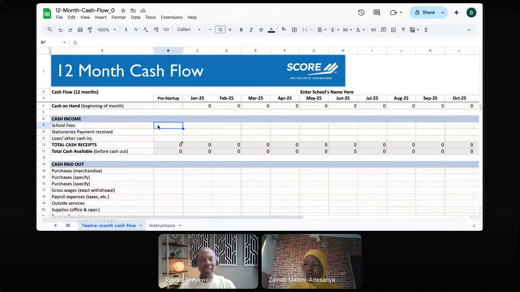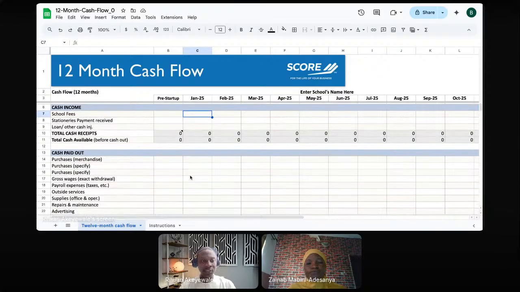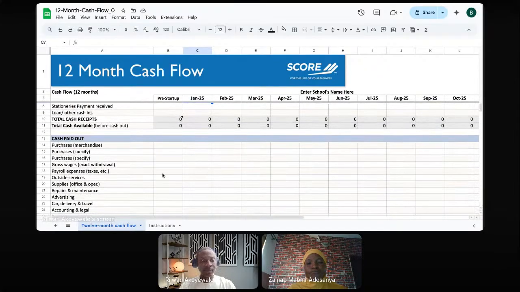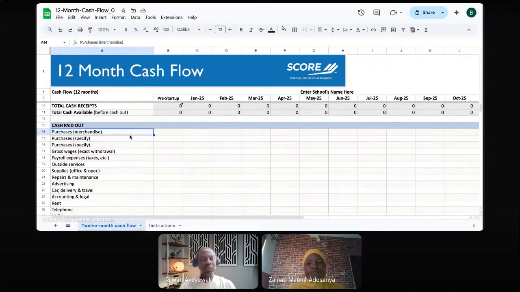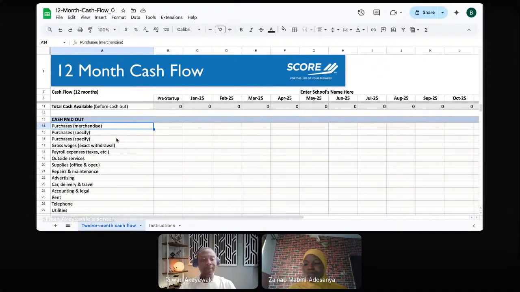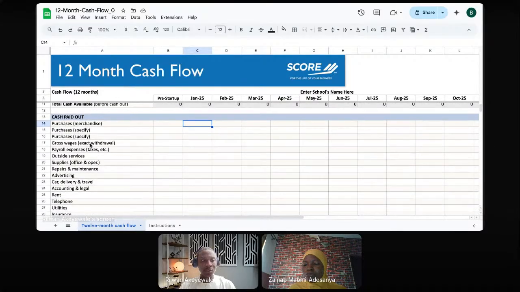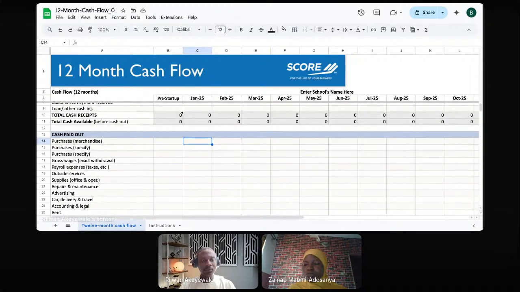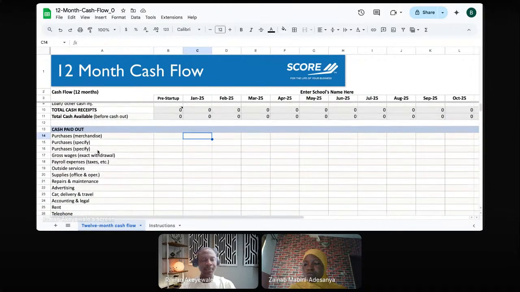So you budget, if you have some balance that you're carrying into the year, you put that here. Then you budget for each month based on your experience of running your school, and also for the expenses too. You also budget for each of these months for the cash that is paid out.